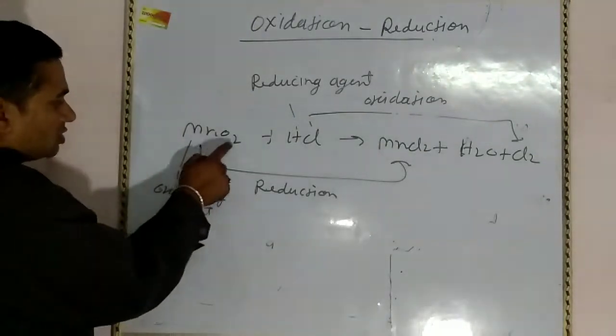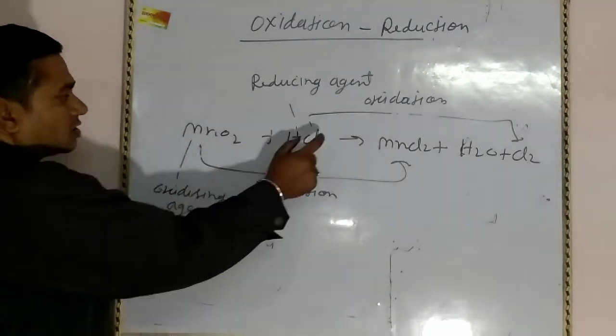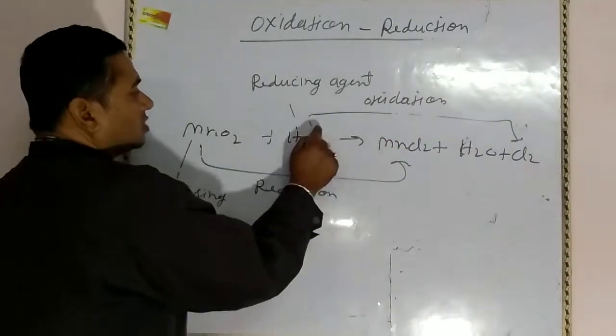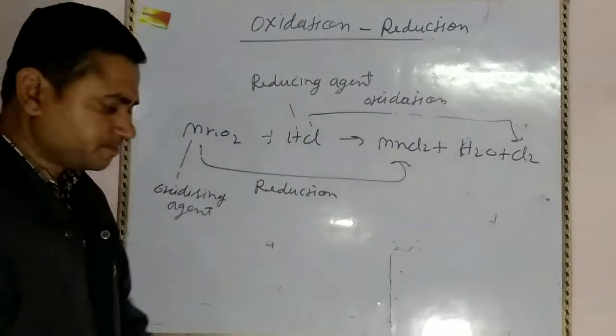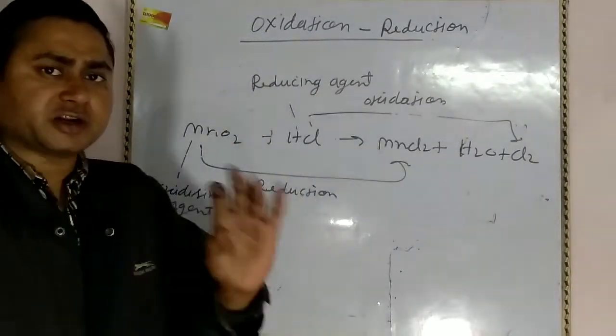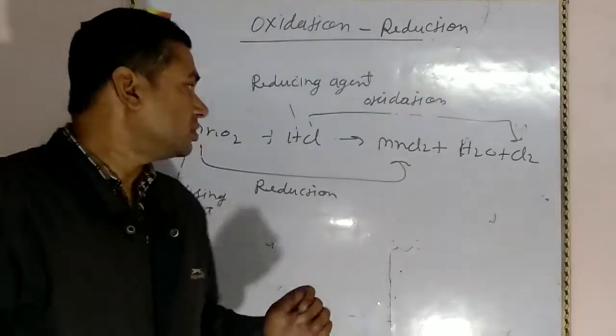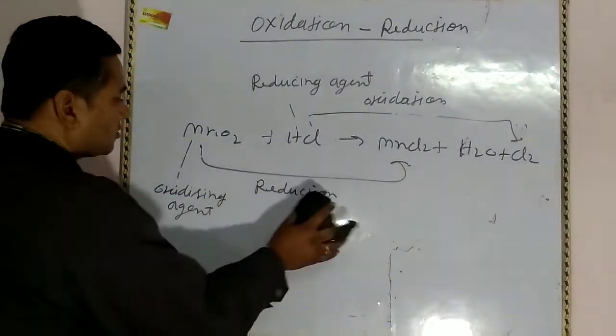So the compound in which reduction occurs is the oxidizing agent. The compound in which oxidation occurs acts as a reducing agent. Understood? Now you have learned a lot about oxidation, reduction, redox reaction, and oxidizing agent and reducing agent.